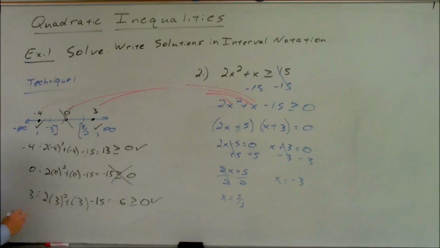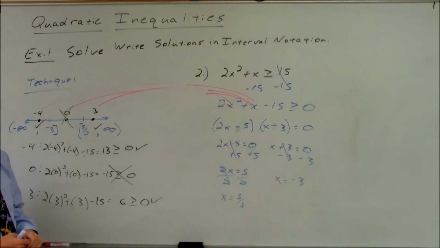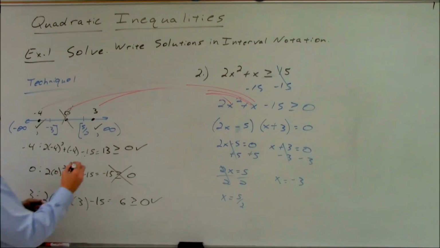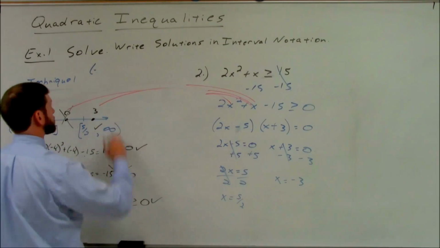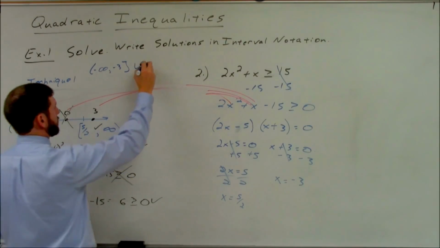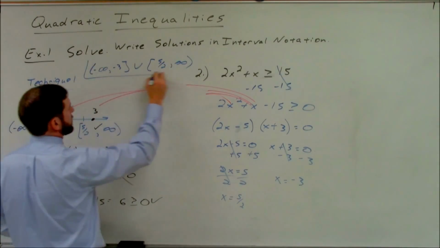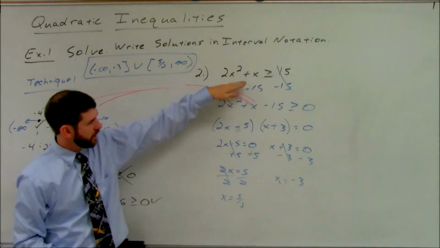Now, a little thing that we need to pay attention to is infinities always have to get parentheses. And the reason infinities always get parentheses is because you can't ever actually equal infinity. So it's just the actual real numbers that we will be able to put brackets on when we have an or equal to. So our solution would look like negative infinity to negative 3, union 5/2 to positive infinity. So that is the solution. Any number picked out of those intervals will satisfy this inequality.